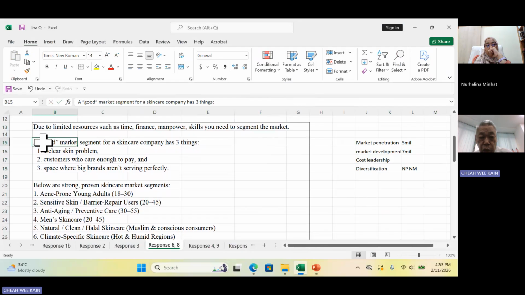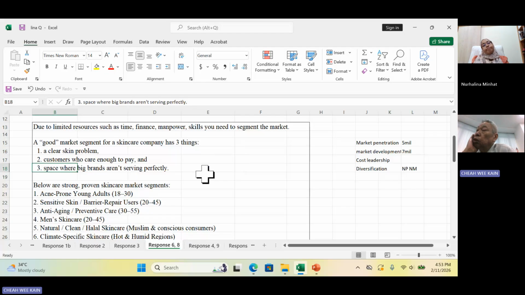But anyway, a good market segment for skincare has three things. There must be a clear skin problem. If there's no problem, why would you have this product? Maybe it's an old problem or an entirely new problem, but there must be a problem. Second, the customer must want to pay. If the customer doesn't want to pay, what's the use? Third, you are a small player, therefore you want to do something big brands are not serving.